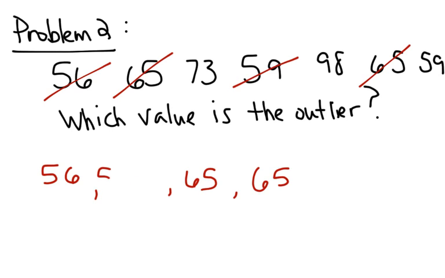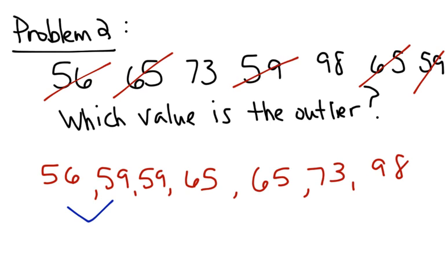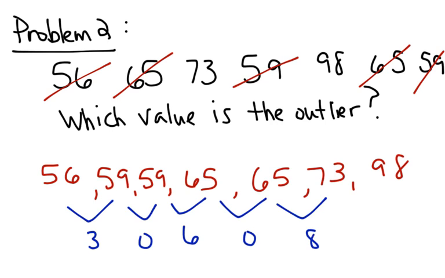There were two 59s, two 65s, and then there was a 73 and a 98. What you can do is look at the difference between the numbers. So this goes up 3, this goes up none, this goes up 6, this goes up none, this goes up 8, and then this one goes up 25. Well, guess what the outlier is?